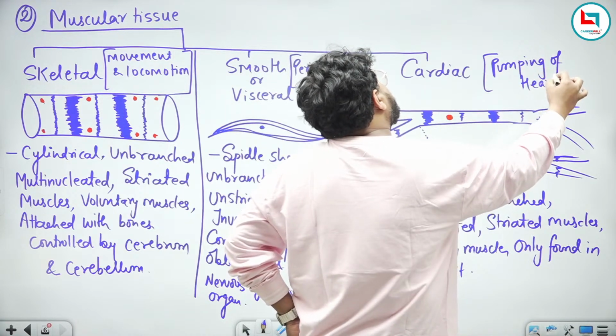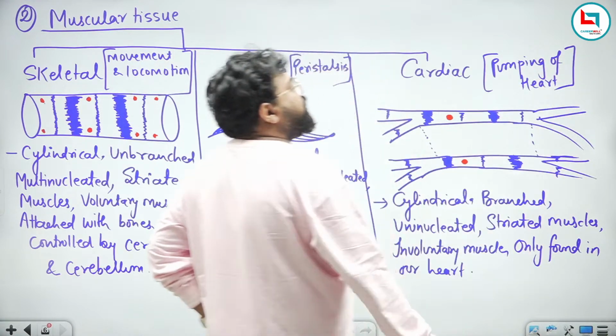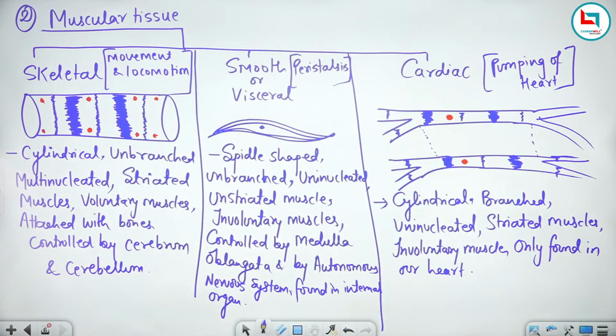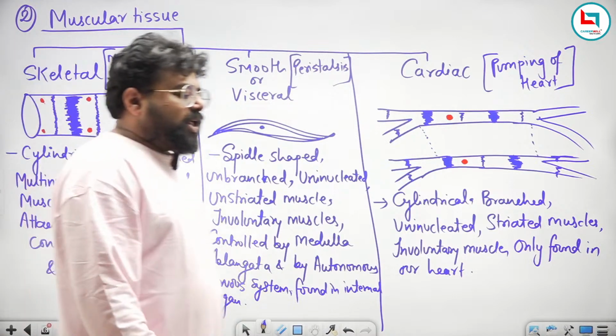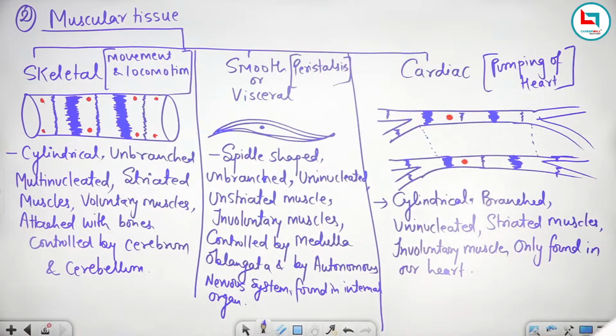So these are the cardiac tissues. So we have three different types of muscular tissues. One is skeletal, another is smooth or visceral, and the third is cardiac.